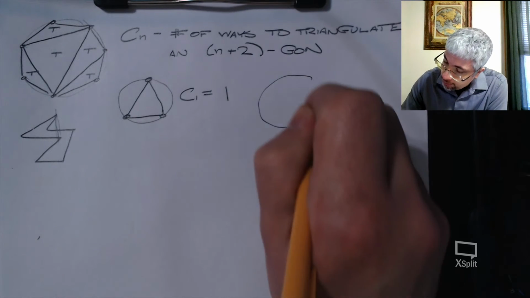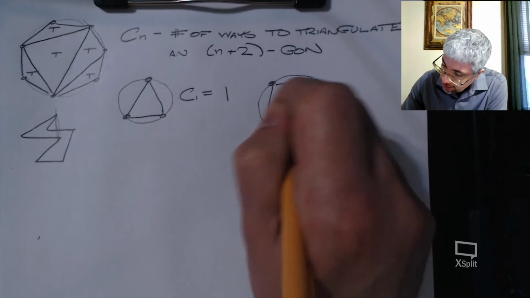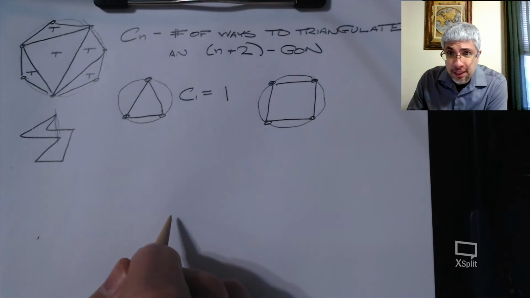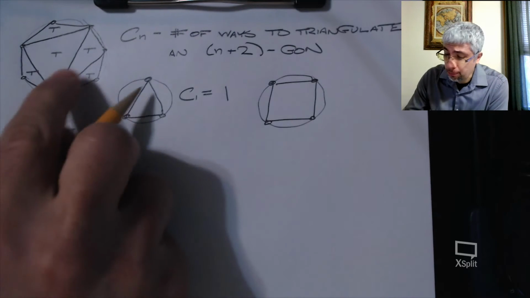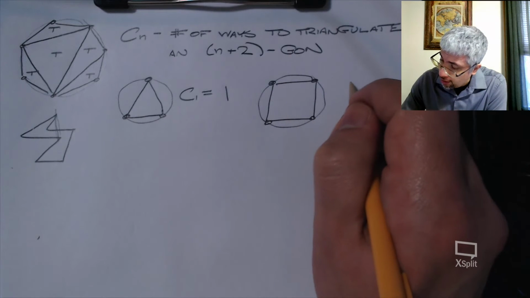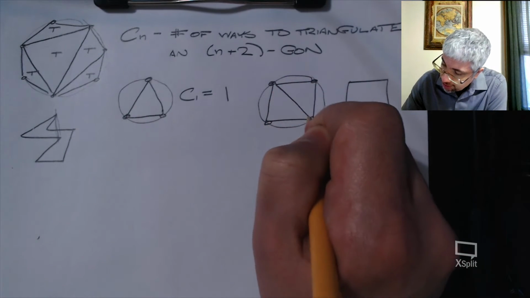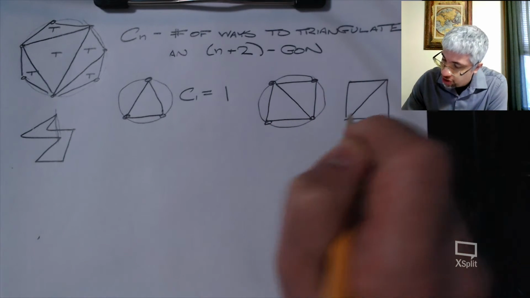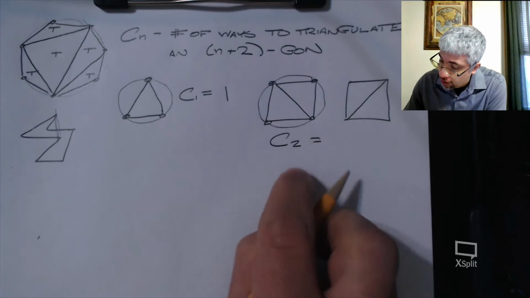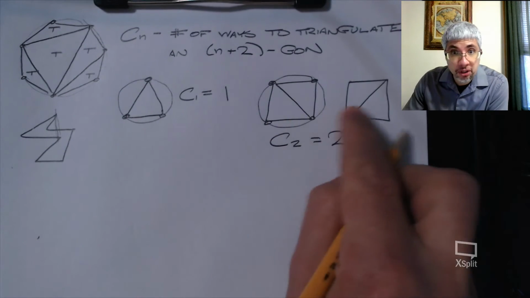And then for case number 2, well, I don't really need to draw the circle in order to get a good square, but actually that's not such a good square, but it's fine. They don't have to be evenly spaced. The problem is the same regardless. So what could I do with the square? Well, I could split this in 2 ways. I could either do this or this. So there's 2 ways to decompose this into triangles. So I'm going to get C2 for the fourgon, because I have the n+2, equals 2 for the number of ways.